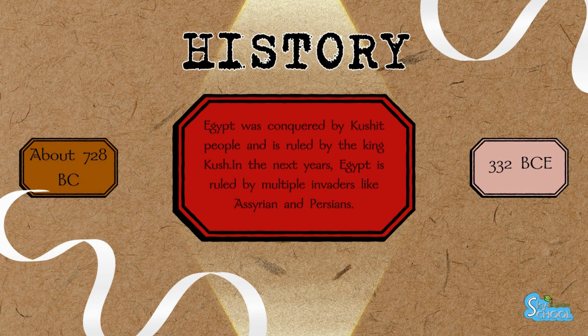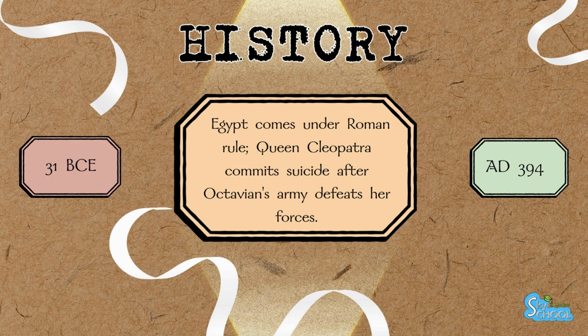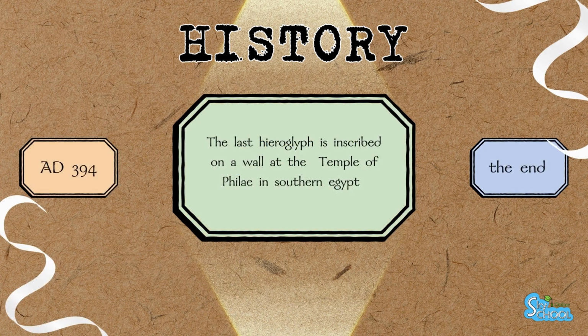Egypt later faced invasions by the Kushites, Assyrians, and Persians. In 332 BCE, Alexander the Great conquered Egypt, founding Alexandria, and Greek became a key language. By 31 BCE, Egypt fell under Roman rule, with Cleopatra's dramatic reign marking the end of its independence. The era of ancient Egypt concluded in AD 394 with the last hieroglyph inscribed at the Temple of Philae, closing the chapter on one of history's greatest civilizations.